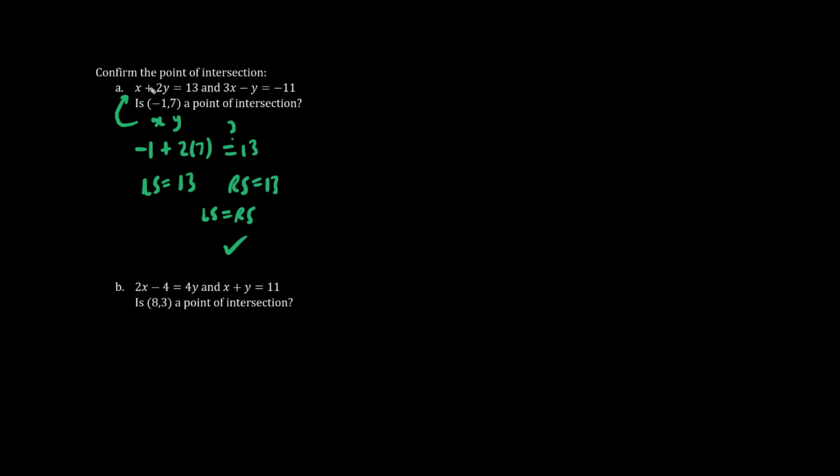We know this point is on this line, but it has to be on both lines. So let's not jump to conclusions. We need to plug this point also into this line over here. Let's plug in x equals negative 1 to this right equation. 3 times negative 1 minus y, which is 7. Does it equal negative 11? Is this point on this second line?